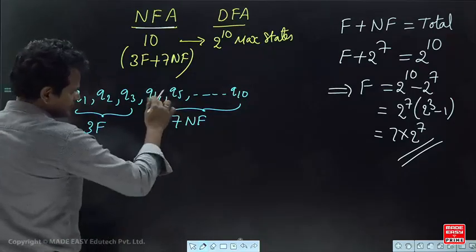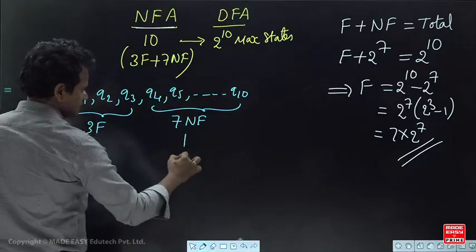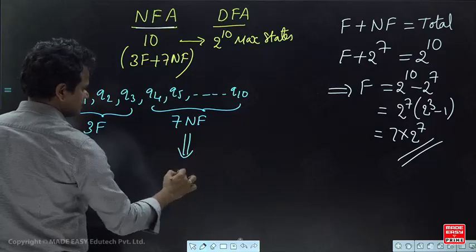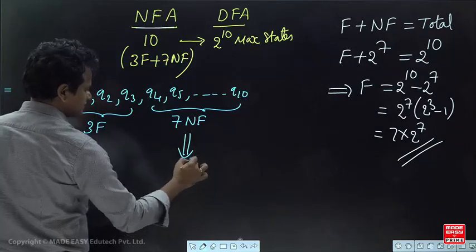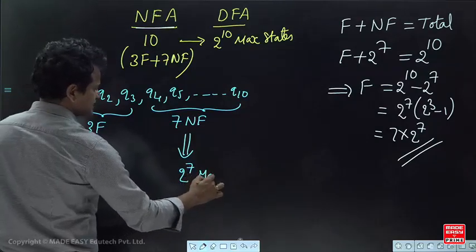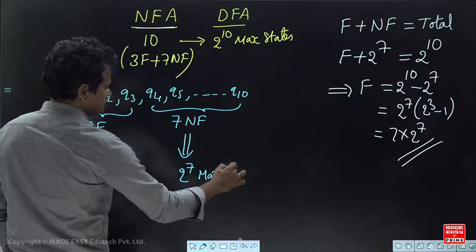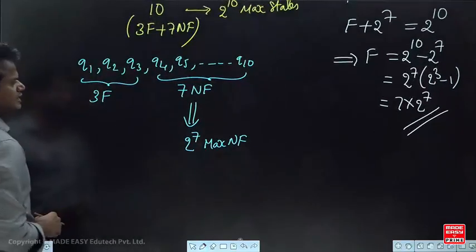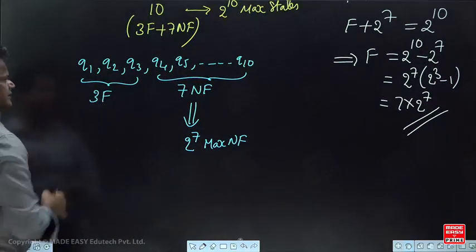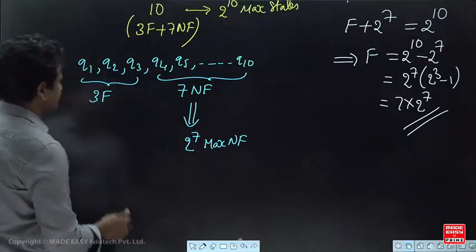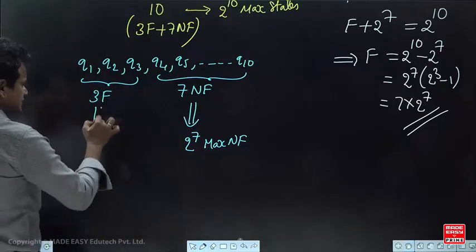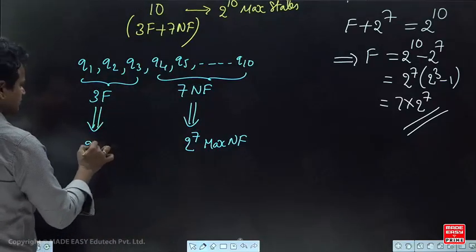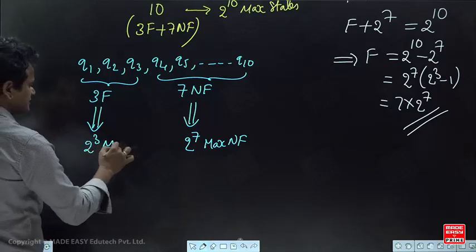And remember, from the 7 non-final states, you will get 2 power 7 maximum non-final. Okay, from the three final states, you will get 2 power 3 maximum states.